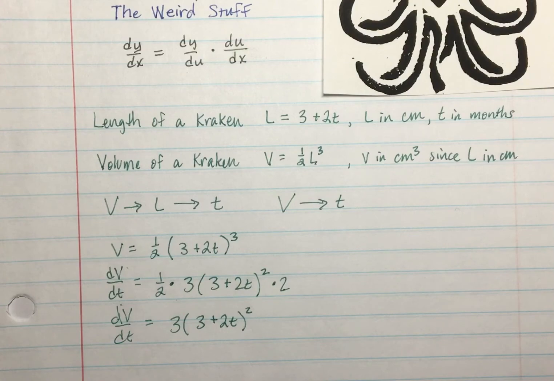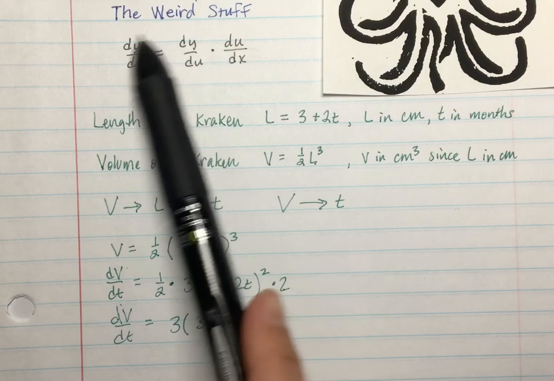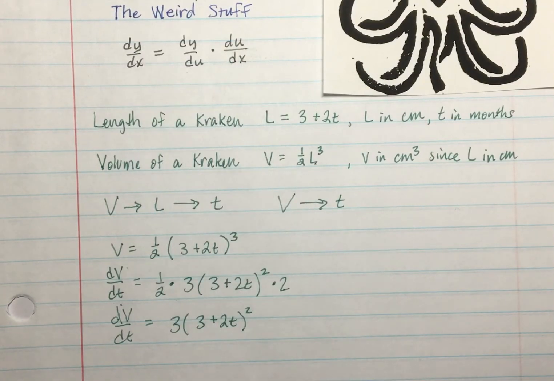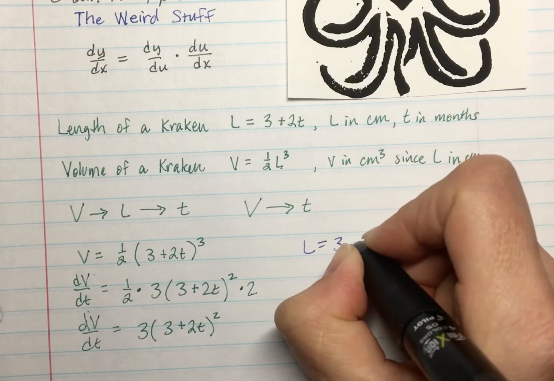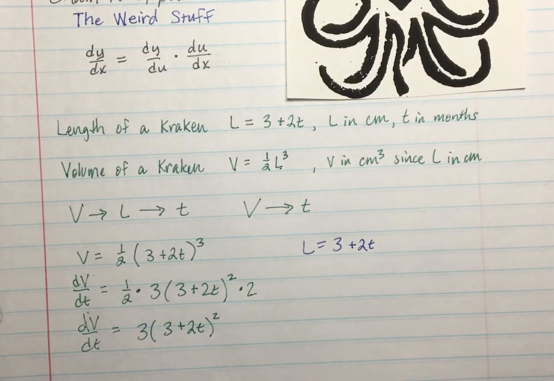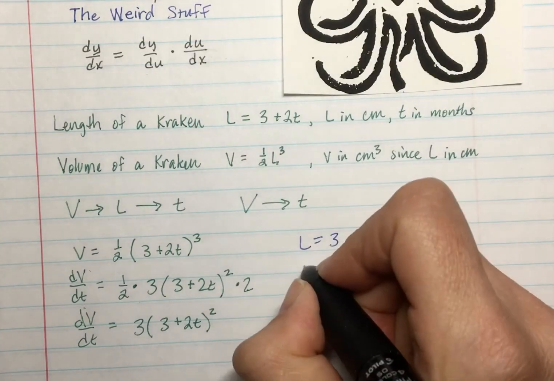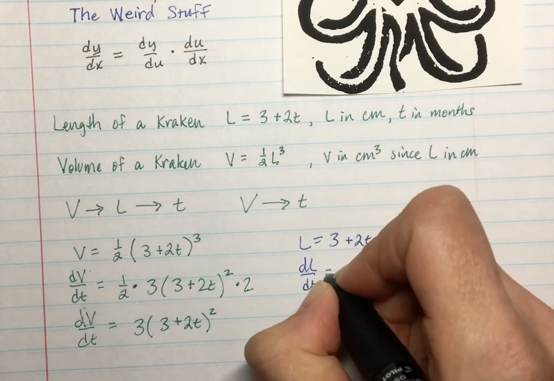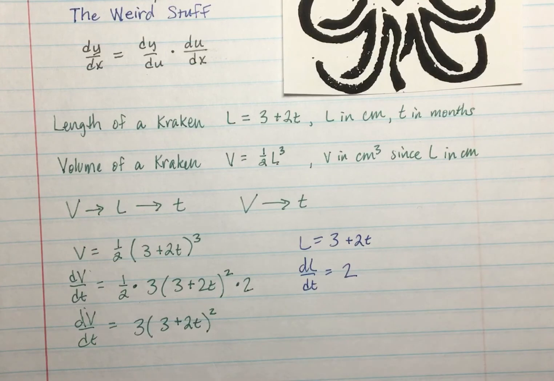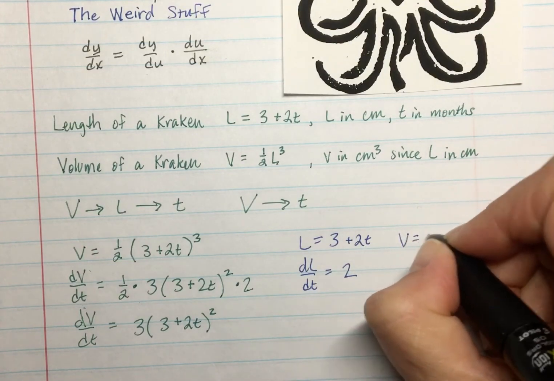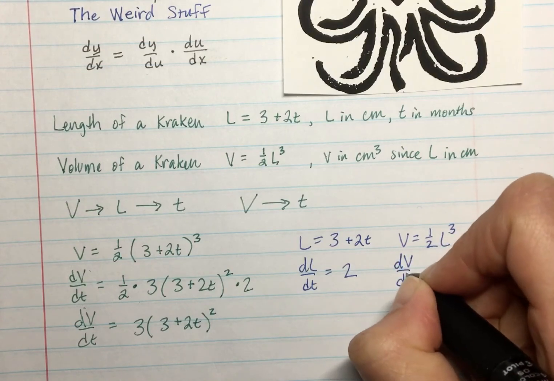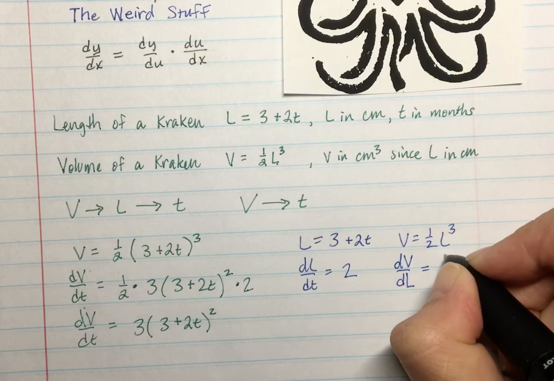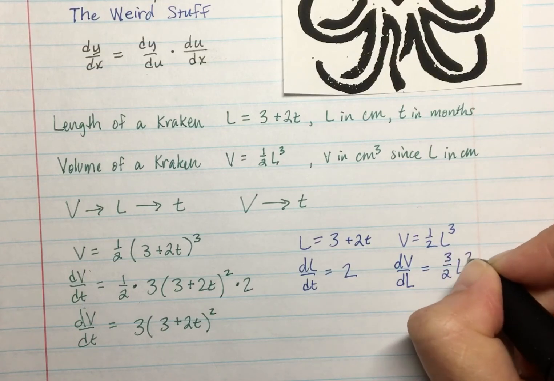So there's another way we could get to this, the rate of change of volume with respect to time. And this is where this weird version is going to come in. So we know L is 3 plus 2t. Just copying that down. So dL/dt is just 2. We also know that V is 1/2 L cubed, so dV/dL is 3/2 L squared.